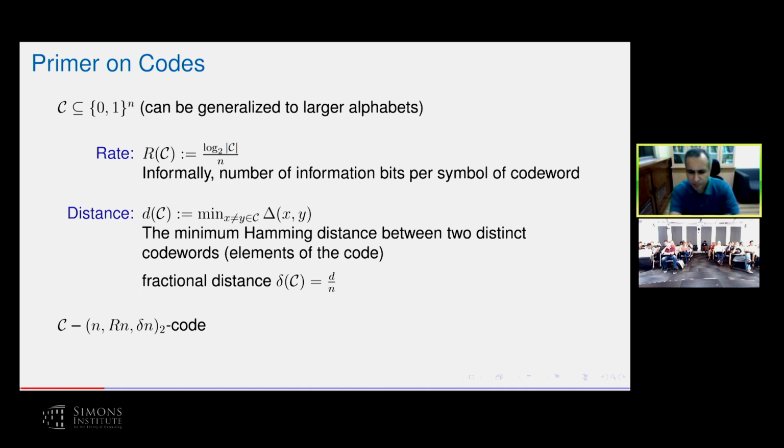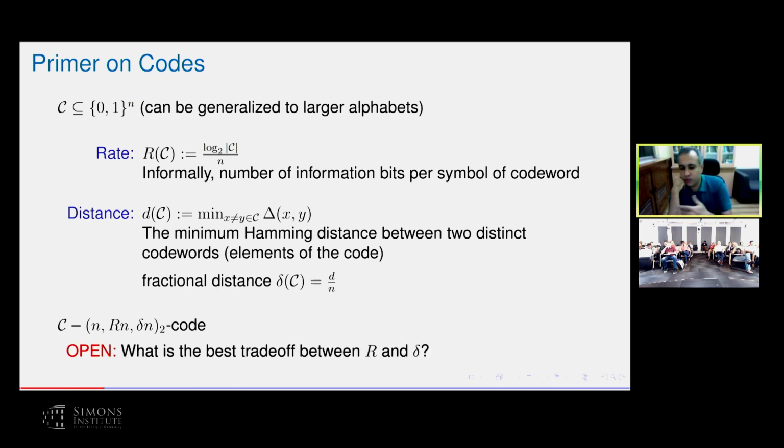What is of great interest is to construct codes with the best trade-off between rate and distance. And this is still an open question. We don't know, given a particular rate, what's the best distance you can get. What we do know is we have upper and lower bounds which do not yet match, and we can get codes with constant rate and linear distance. We do know these codes. We don't yet know how to get the best trade-off.